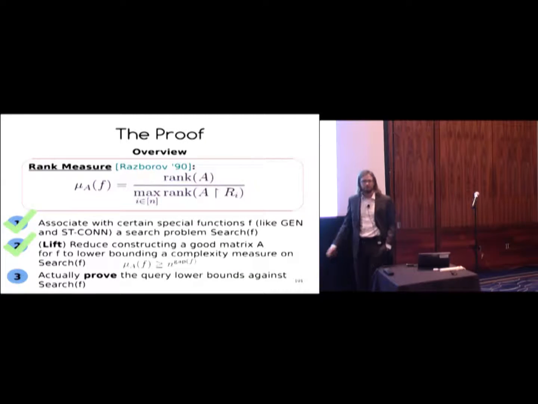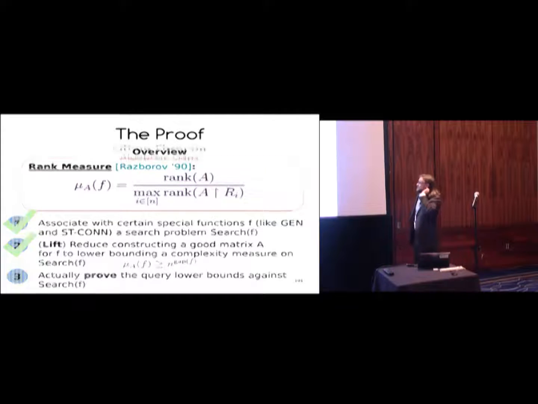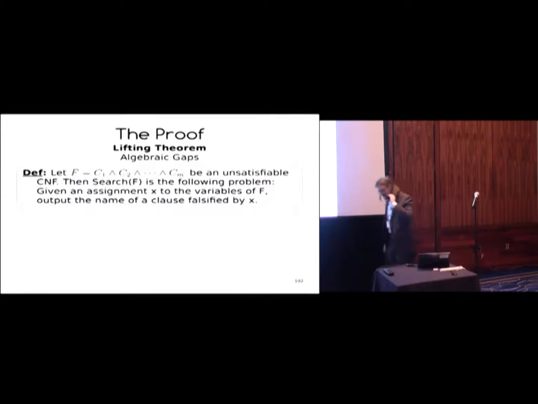Okay, cool. So now we know that the rank measure is something like n to the gap of S. So all we have to do now is prove a lower bound on the gap. To prove a lower bound on this gap, I have to tell you what the gap is. Well, first I'll tell you what the search problems that we're going to be looking at look like. Okay? So we start with an unsatisfiable CNF. And search CNF is just the following problem. You get an assignment to the variables of F, and you output the name of a clause that's falsified. All of our search problems that get associated with functions are of this form.